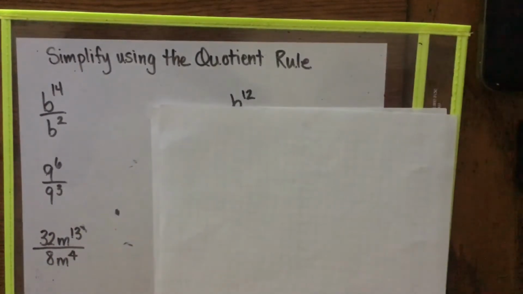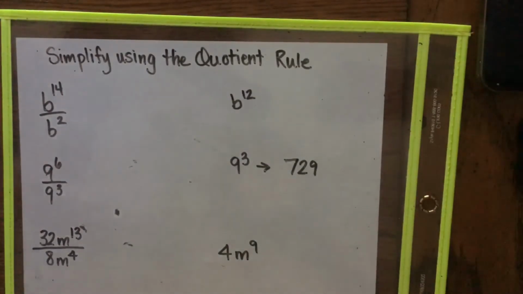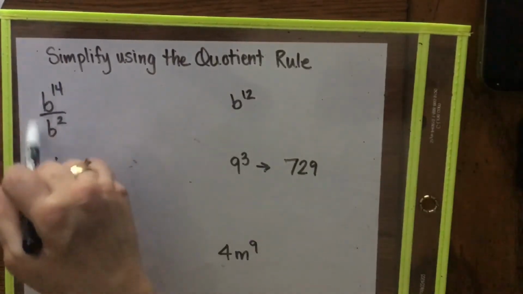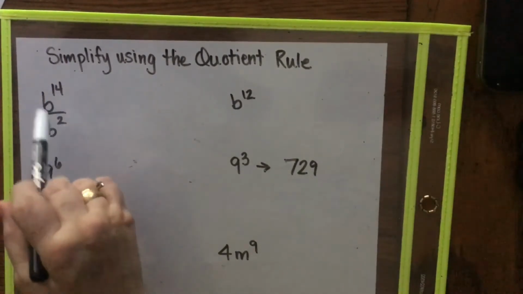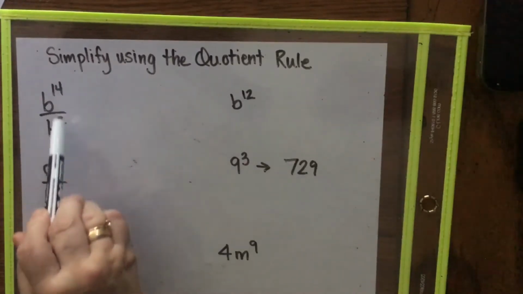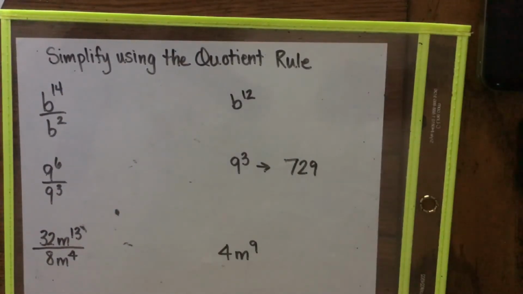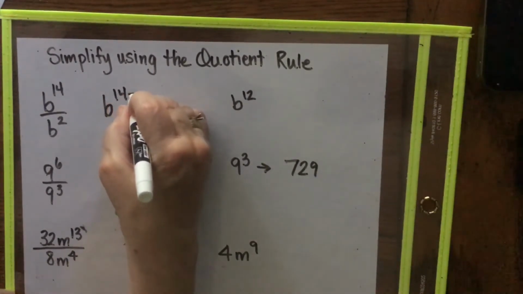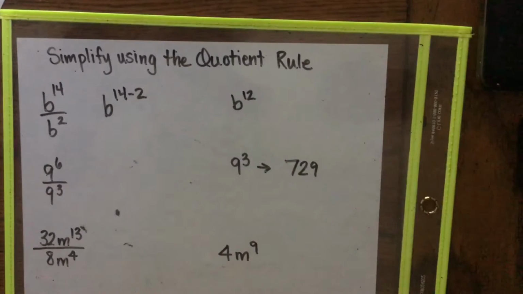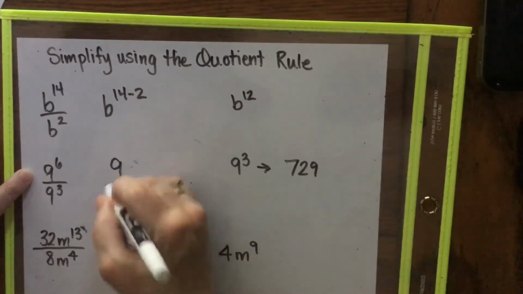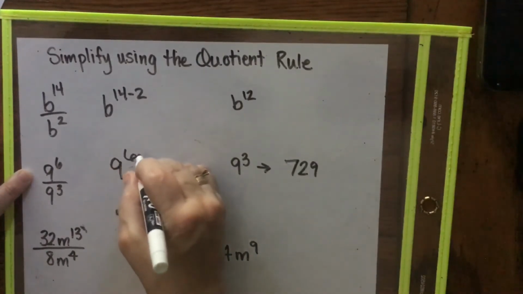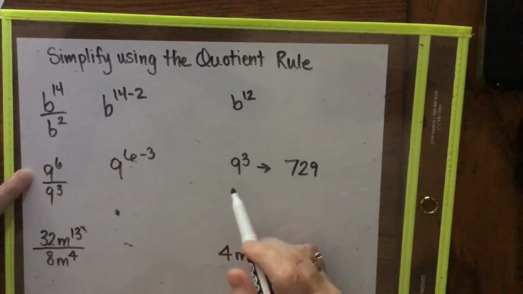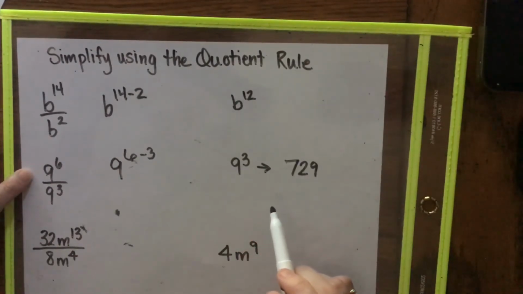All right, so let's take a look at the answers. So for this one, we have our b's, okay, our like bases are b's here. We would then take 14, subtract 2, and we will get 12. So that intermediate step would look like that. 14 minus 2 equals 12. For this one, my base is 9. So I do need to put my 9 there, and my intermediate step would be 6 minus 3, which gives me my 9 to the third power, okay?